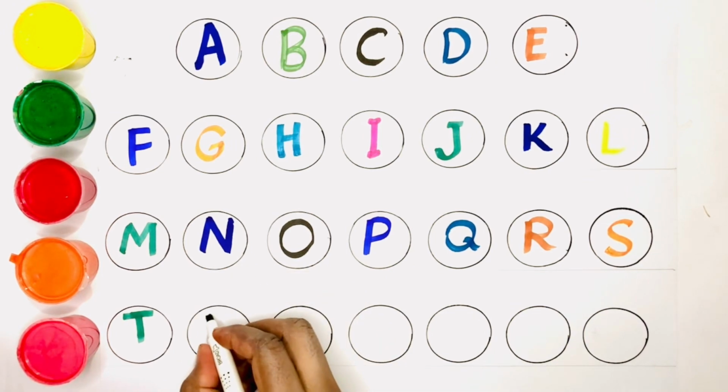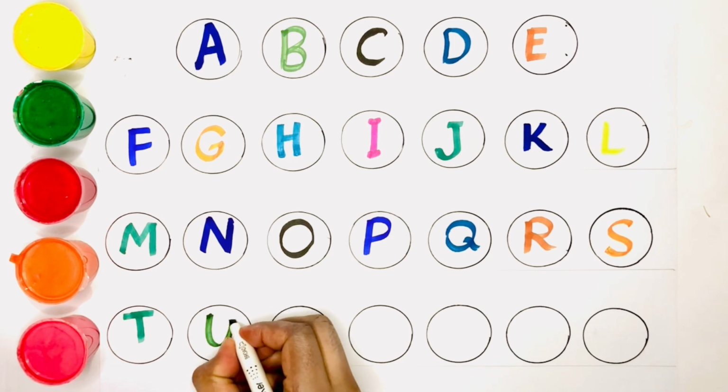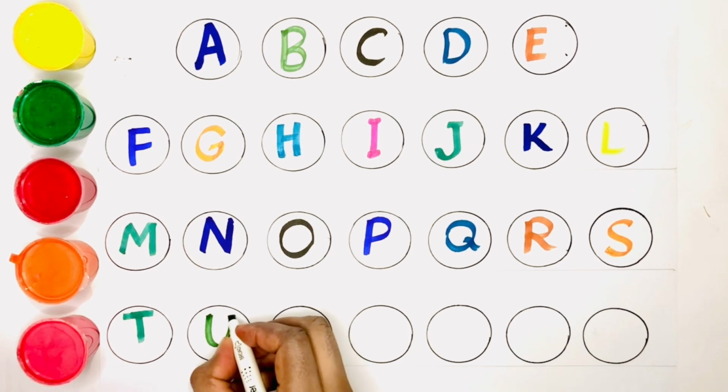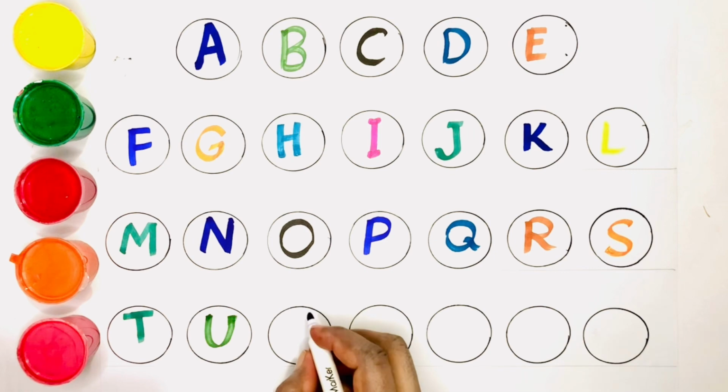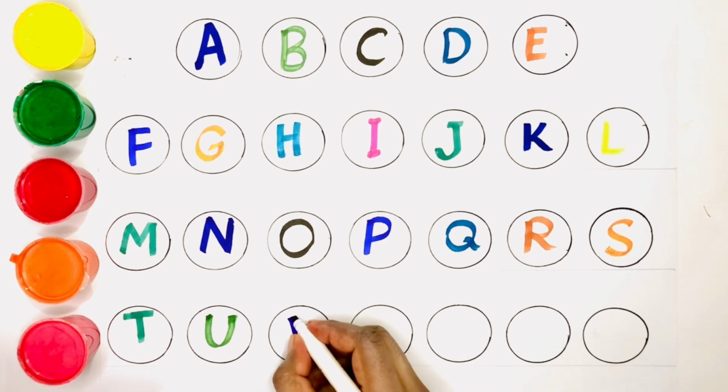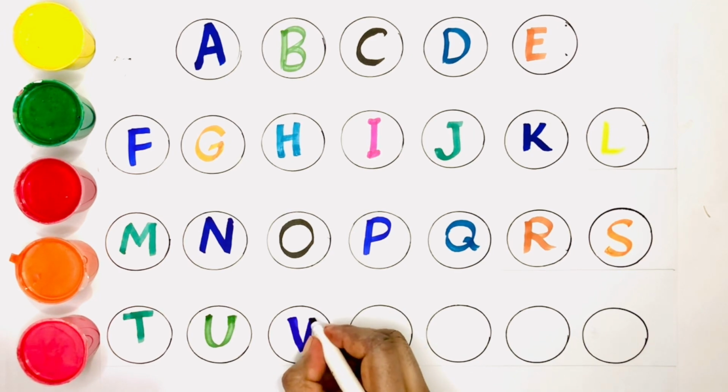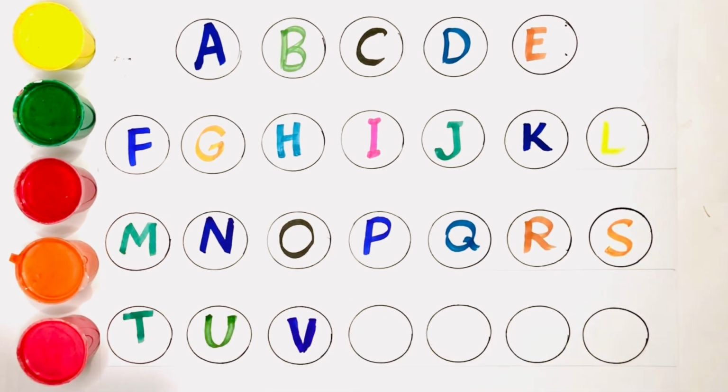U for umbrella, purple color. V for van, yellow color.